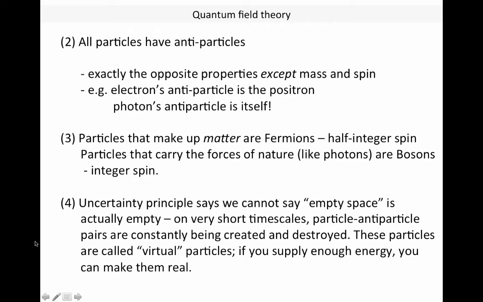A final important consequence of quantum field theory that you'll also encounter in the reading this week is the fact that even empty space is not actually empty. The uncertainty principle tells us that we cannot say for sure that empty space is empty, and on very short time scales, particle-antiparticle pairs pop into existence from nothing and then are immediately annihilated and destroyed again. These particles are those virtual particles that I mentioned previously. And if you supply enough energy, you can turn these virtual particles into real particles.